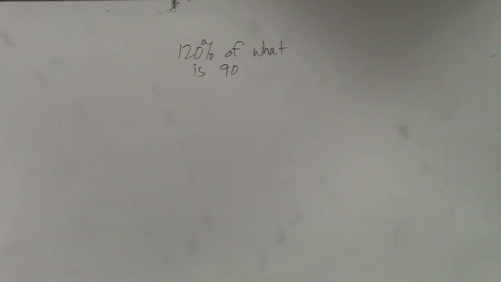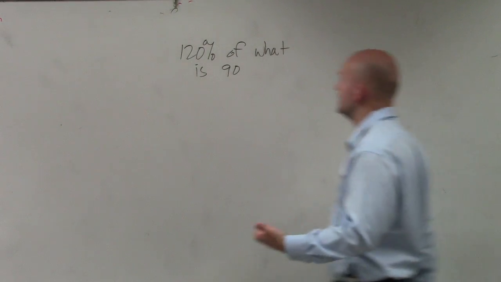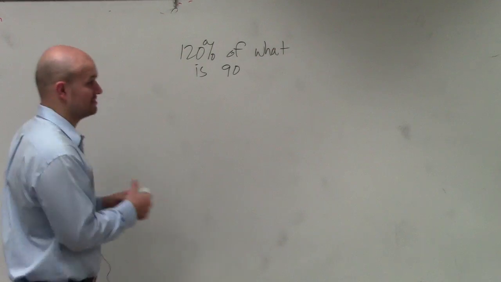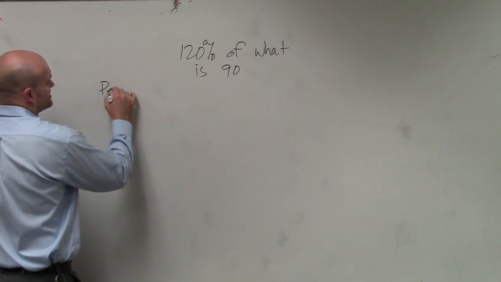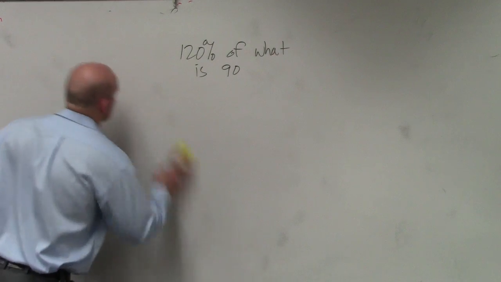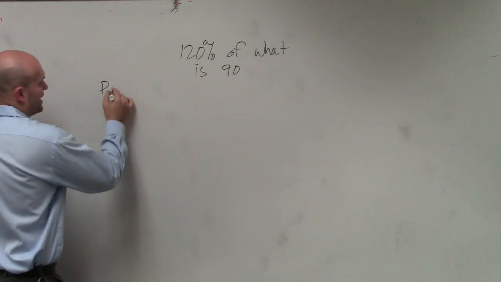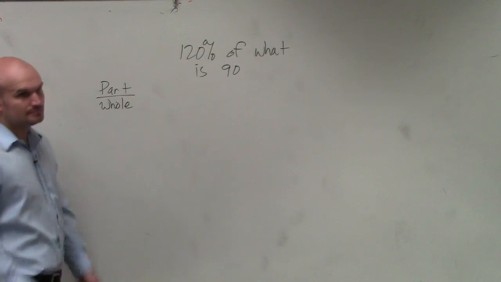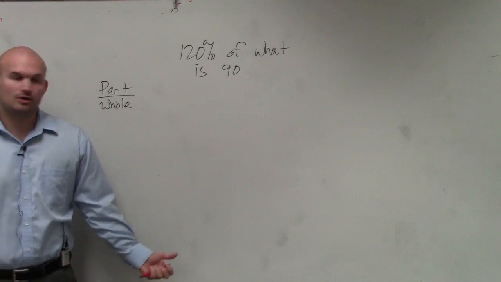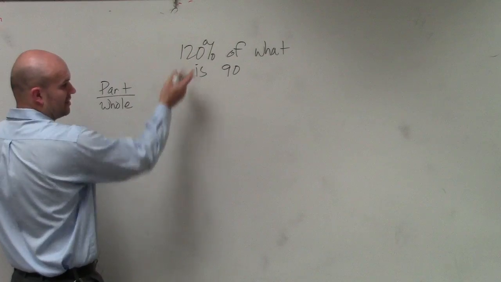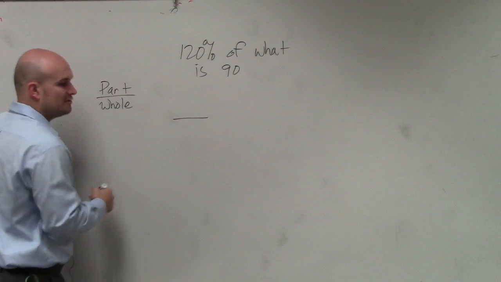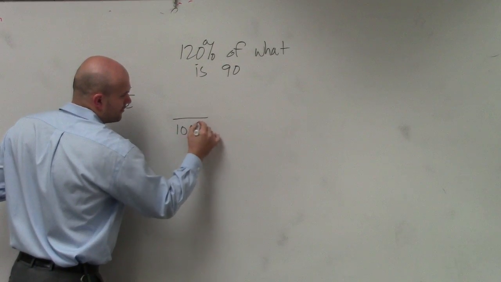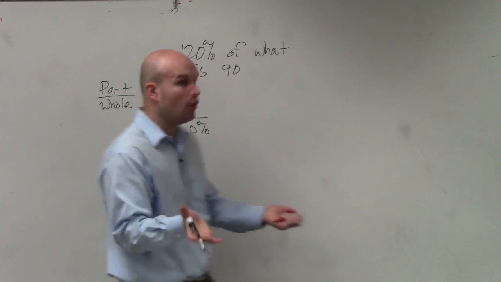So, ladies and gentlemen, the easiest thing to do when you're working on percentages, it says 120% of what is 90. So whenever we're talking about percentages, remember we're looking at a part over a whole. Okay? Always a part over a whole. So if we already are given a percentage, one thing you guys should always remember is 100% is a whole, right?